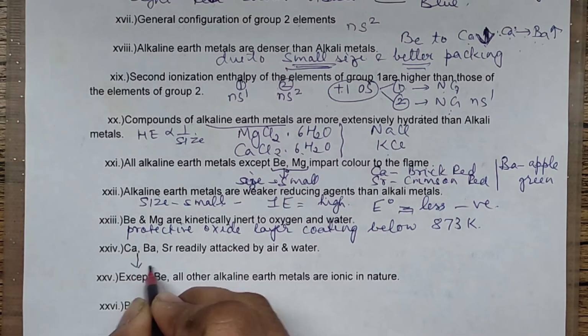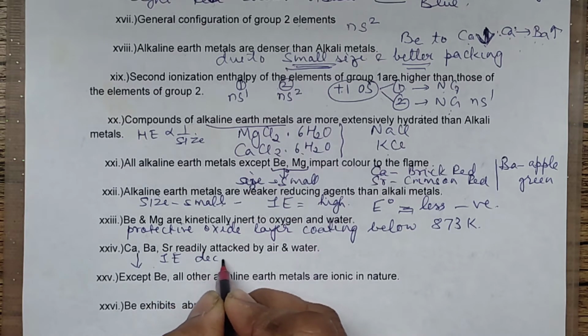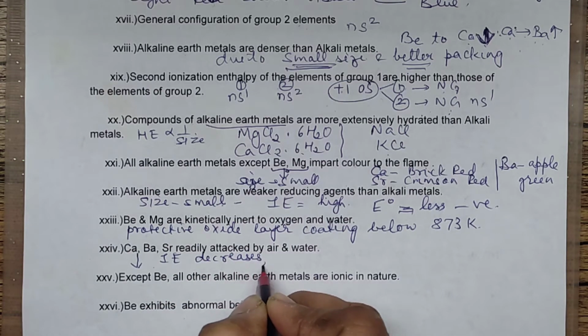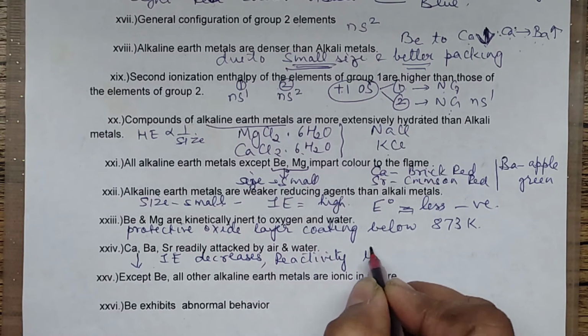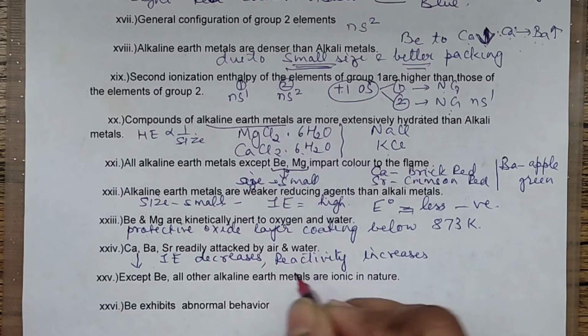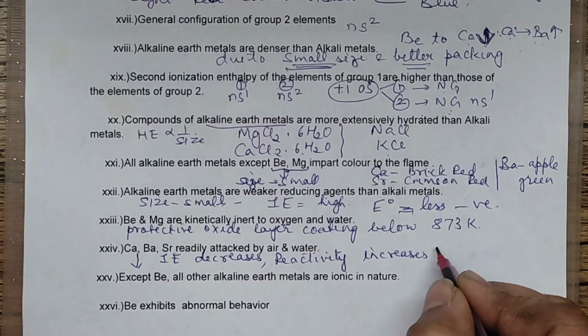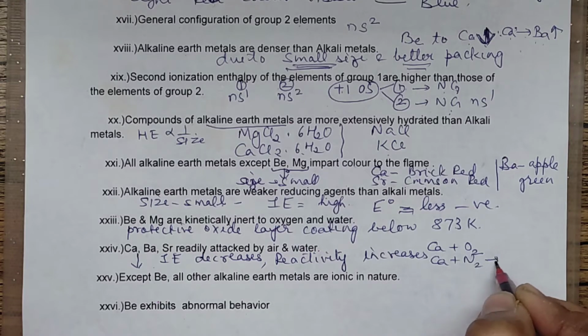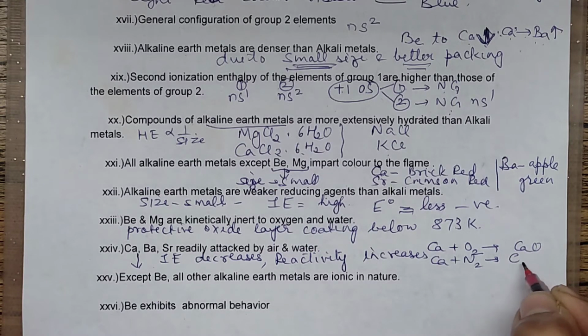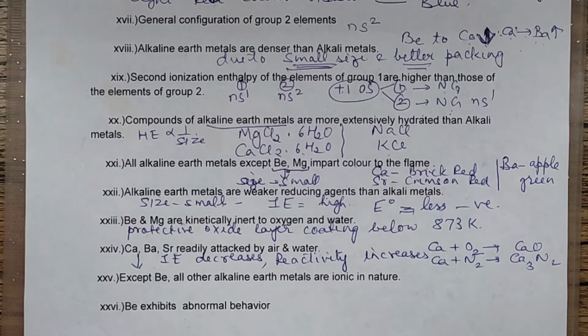As down the group, the ionization enthalpy decreases. If ionization enthalpy decreases, the reactivity will increase. The reactivity increases. Okay, so they will react with air. Let us write down, say, with respect to calcium. Calcium will react with oxygen, calcium will react with the nitrogen present in the air, and it will form their corresponding oxides and nitrides. So they both react in air. Okay, and they can also react with water too. If they are reacting with water, they'll form their corresponding oxides, hydroxides.